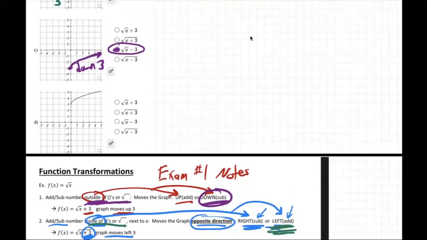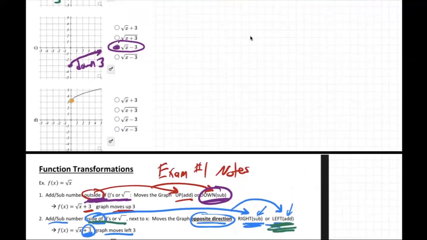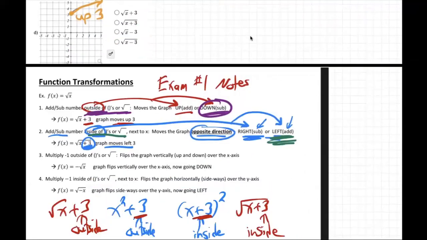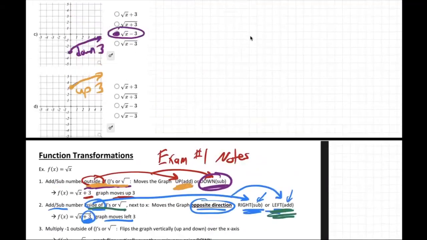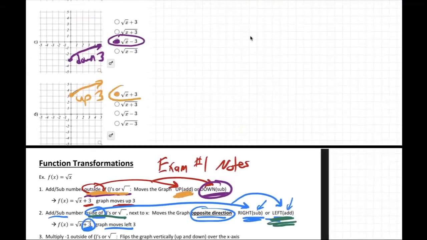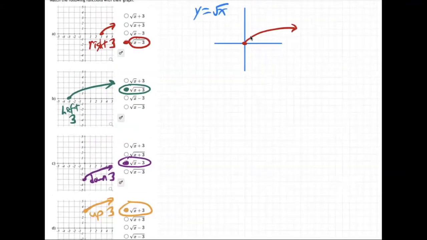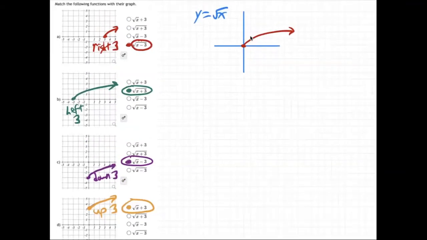And last one right here, this one's been moved up 3. What makes us go up 3 right here? Up is add outside of the square root. So this one, adding outside the square root, not adding inside the square root. So that's how we know how functions are affected by their graph.